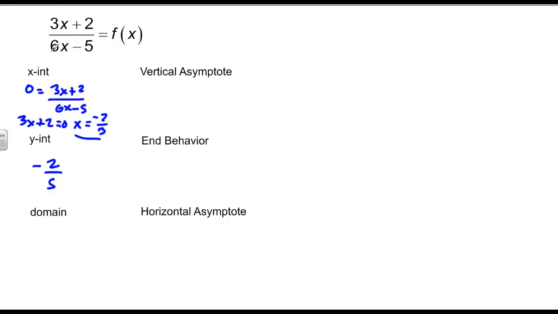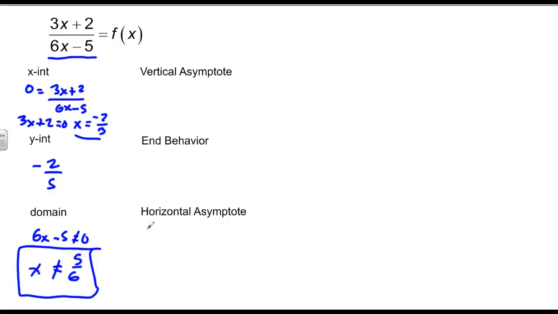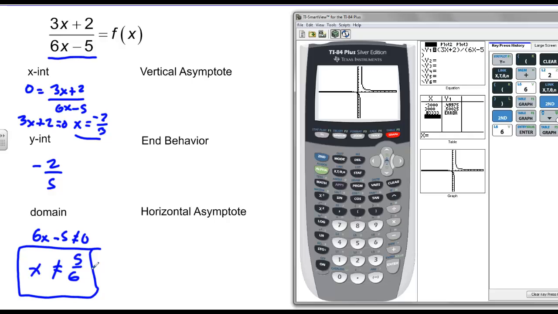To find my domain, I want to find out basically all the real numbers that I can put in here, but in this case it's easier to find out which one doesn't work, and we know that the denominator can't equal 0. So if I say 6x minus 5 can't equal 0, that's true. And then 5/6 cannot equal x, that's the value excluded from my domain. I can use any other number except for that. Now to find the rest of these, we're going to take a look at a graph.